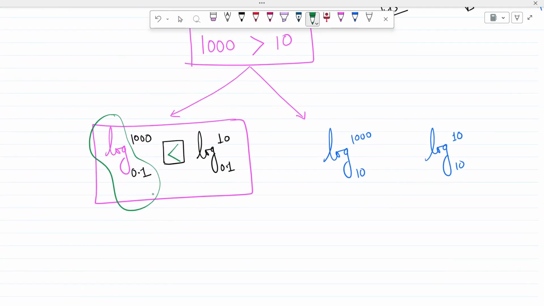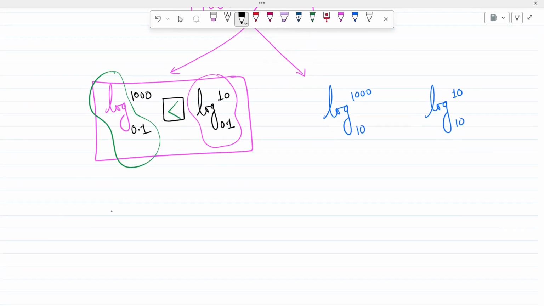Okay, let's verify this. Can you find the value of both these expressions without using the calculator? Do you know what's the property we can apply here? Yes, this is 1,000. This 0.1 can be written as 10 raised to power minus 1, right? And this is also 10 raised to power minus 1, and this is 10. So as per the property, this minus 1 will come outside in the division. No problem.